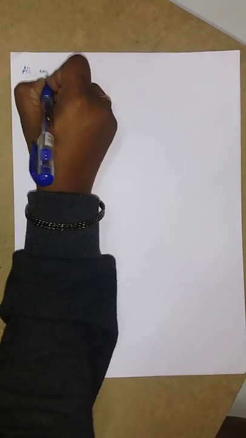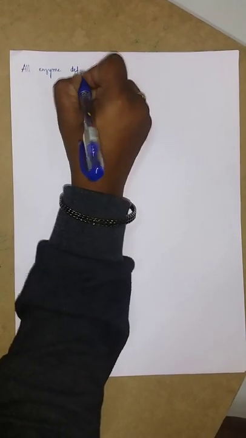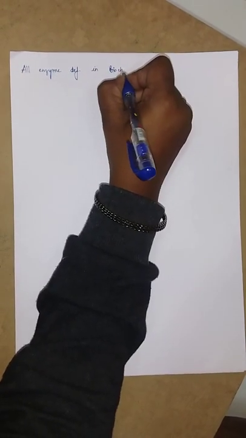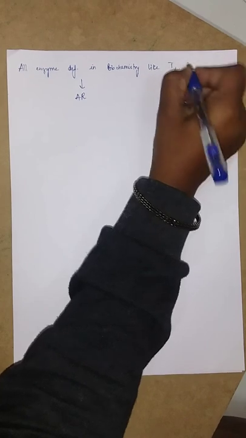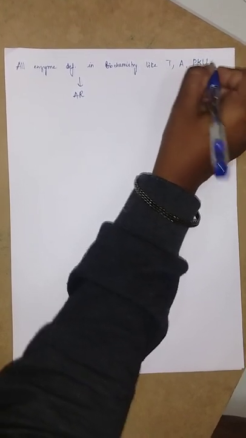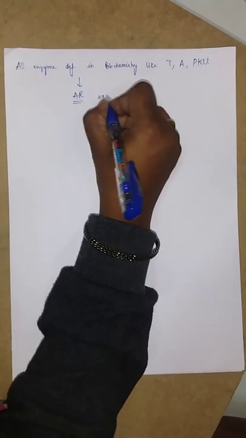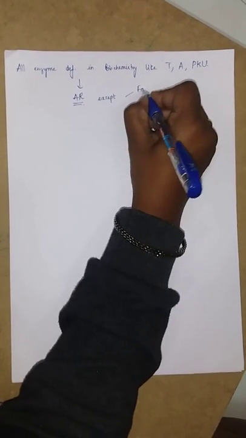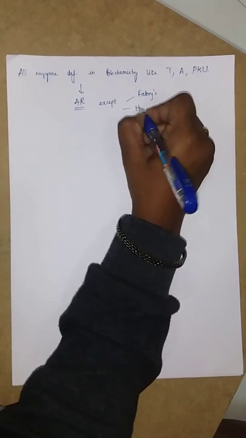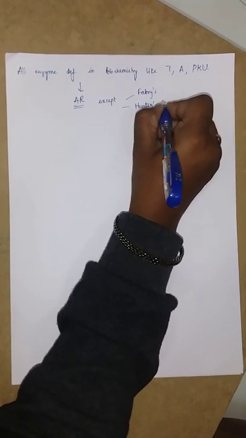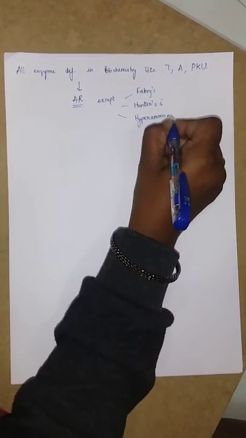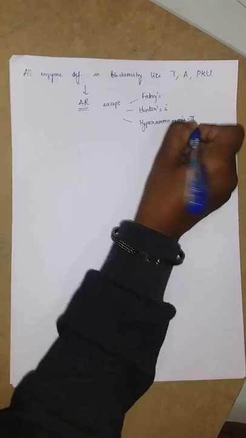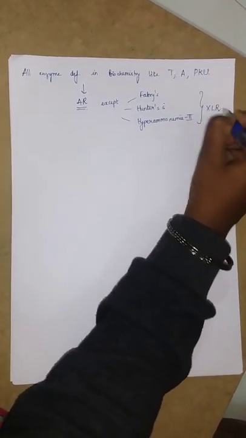All enzyme deficiency disorders in biochemistry are inherited by an autosomal recessive pattern. Diseases like tyrosinemia, albinism and phenylketonuria, all these are inherited by autosomal recessive pattern except three disorders which include Fabry's, Hunter's syndrome, and the other is hyperammonemia type 2. These three are inherited via X-linked recessive pattern.